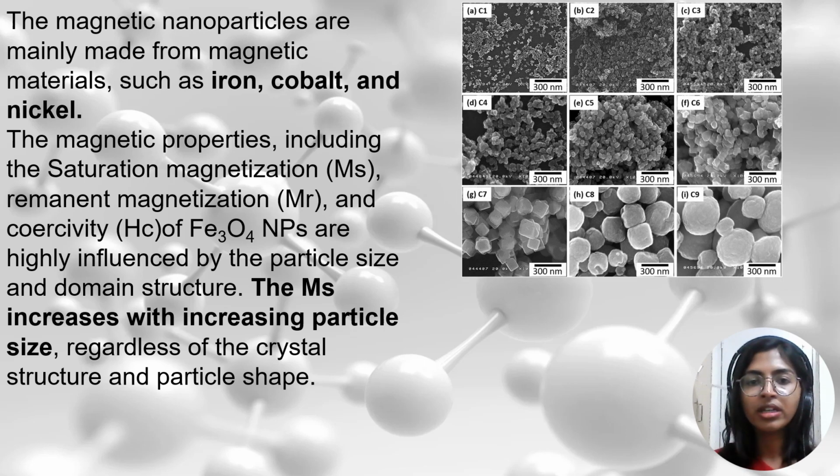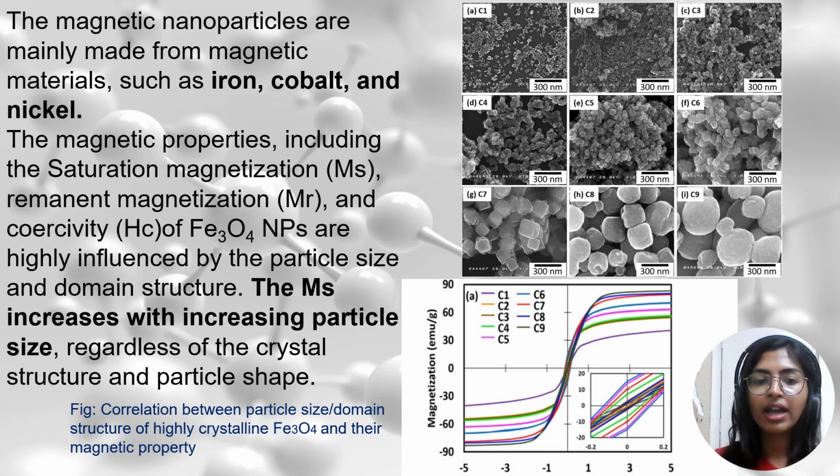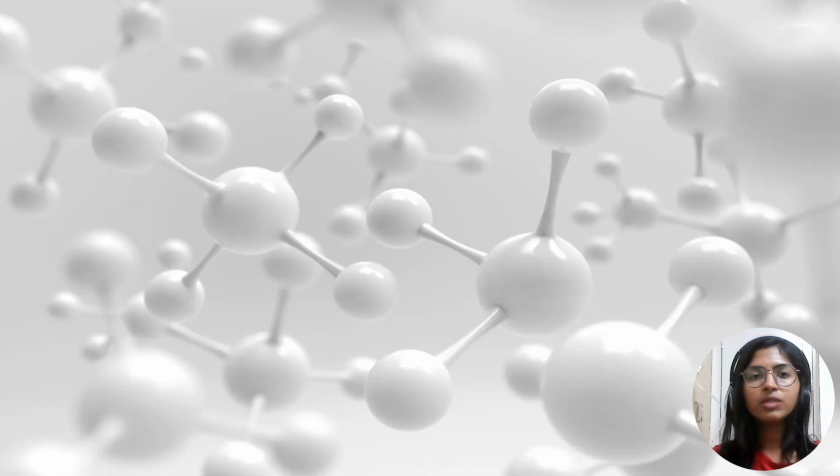The picture shown here is the highly crystalline Fe3O4, that is iron oxide, and the graph shows the correlation between particle size or domain structure of highly crystalline Fe3O4 and their magnetic property. Now let us move on to the next property, that is electrical properties.